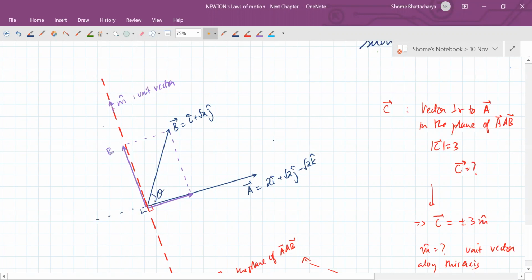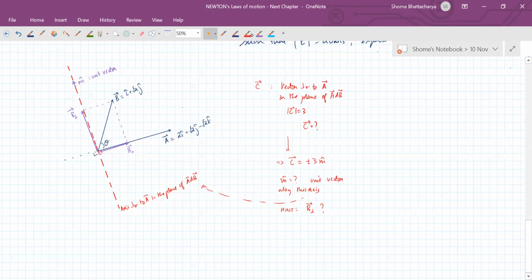Basically we need this B perpendicular, but as you know, to calculate B perpendicular we first need to calculate B parallel. You cannot calculate B perpendicular directly, there's no formula for that. So B perpendicular is along the unit vector m cap. So that was the hint actually. So we need to find m cap now. So to find m cap, we first need to find B perpendicular. We need to find what this vector is.